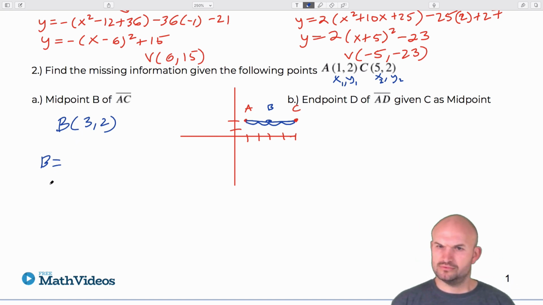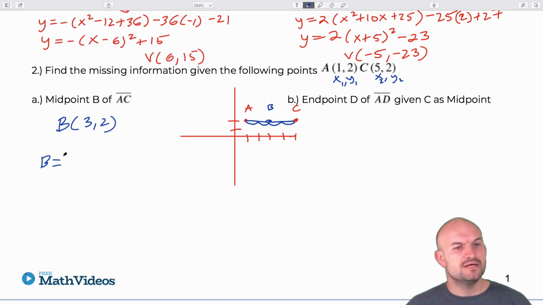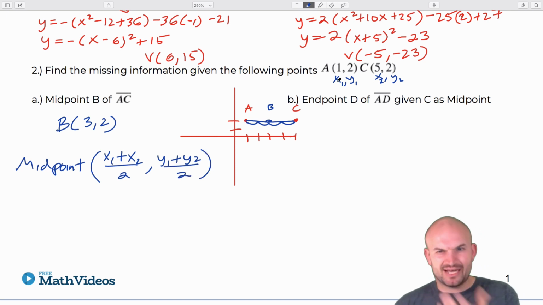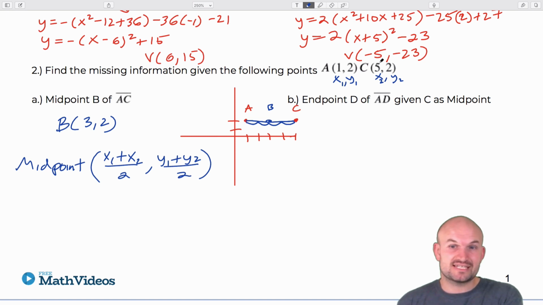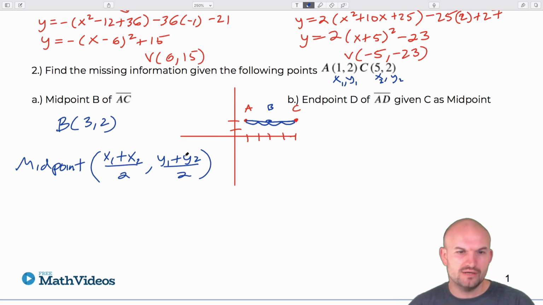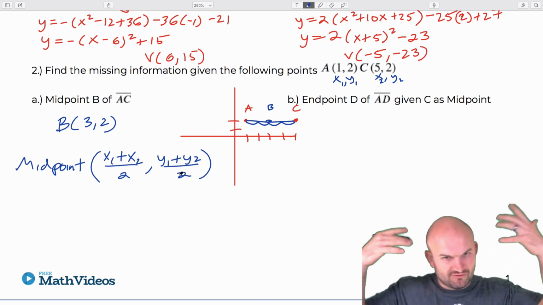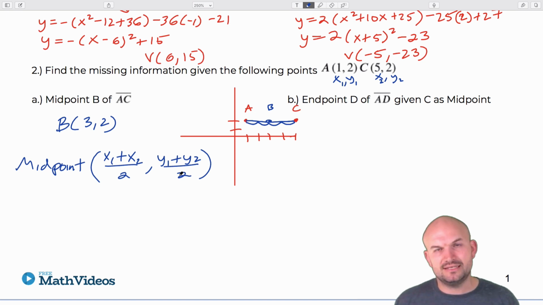Let me just write the midpoint here. So find the midpoint. We're going to have x1 plus x2 divided by 2, comma, y1 plus y2 divided by 2. So that's the midpoint formula. And again, if you look at it, 1 plus 5 is 6, 6 divided by 2 is 3. 2 plus 2 is 4, divided by 2 is 2. So you can see how we could get those points using the formula. However, I think if you can visually represent it, that's going to be the easiest way to start on that problem.